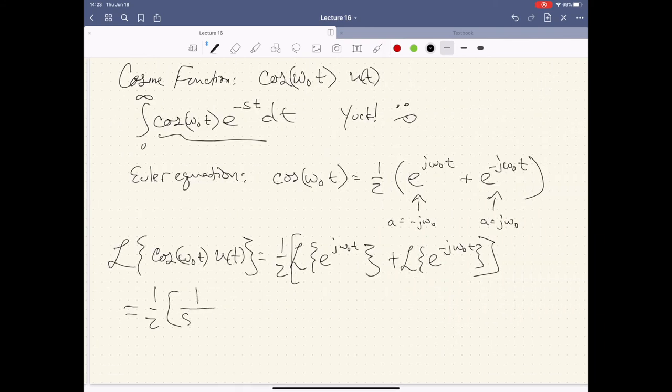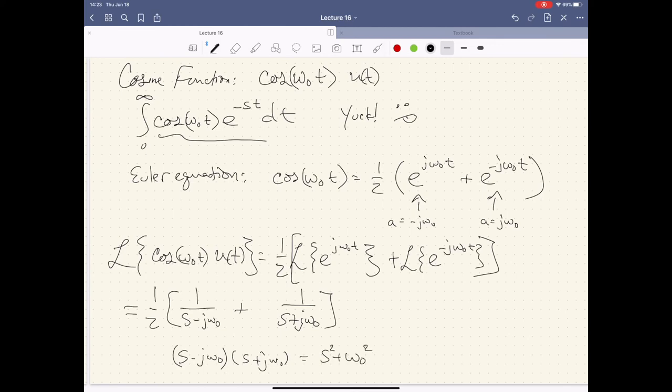So this is 1/2 times 1 over s plus a negative, as a matter of fact, negative j omega naught, plus 1 over s plus j omega naught. Okay, and the hairs on the back of your neck should be sticking up right now, because there's no reason for these two to be separated from each other. In point of fact, whenever you see complex conjugates just hanging out together, you should readily be thinking, hey, this actually looks like they could go together. And the reason is that s minus j omega naught times s plus j omega naught is always equal to s squared plus omega naught squared.